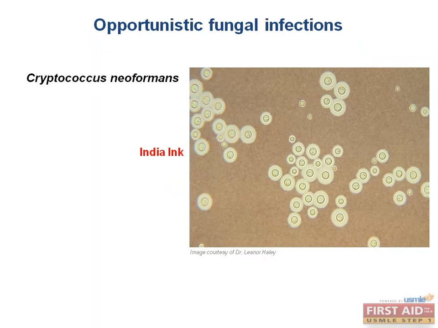As you can see here in this image, Crypto stains well with India ink because of its thick polysaccharide capsule. That's what you see right here. That's the thick polysaccharide capsule. So what is the classic disease, cryptococcal infection, that is always tested on boards? Let's say you have an AIDS patient, presents with a CD4 count of 92, and he's having headaches and fevers. What diagnosis are you going to suspect? I hope you are at least considering cryptococcal meningitis as a diagnosis.